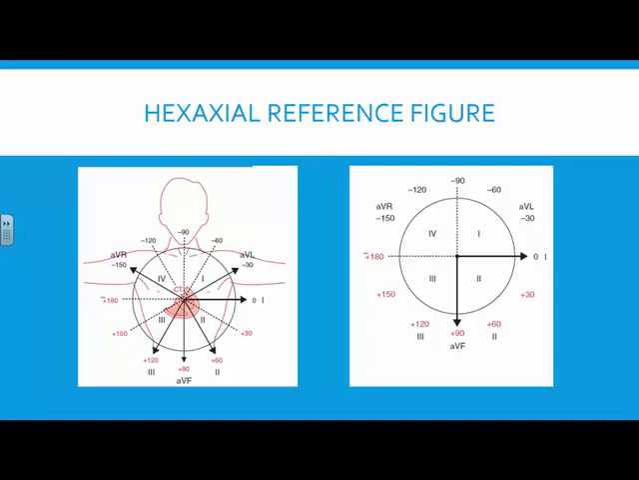The hexaxial reference system. It combines your Einthoven's triangle, leads 1, 2, and 3, and AVR, AVL, AVF. What is hexagon? Hex. Alright, your hexaxial, what is hex? 6. So your hexaxial, 6 leads.